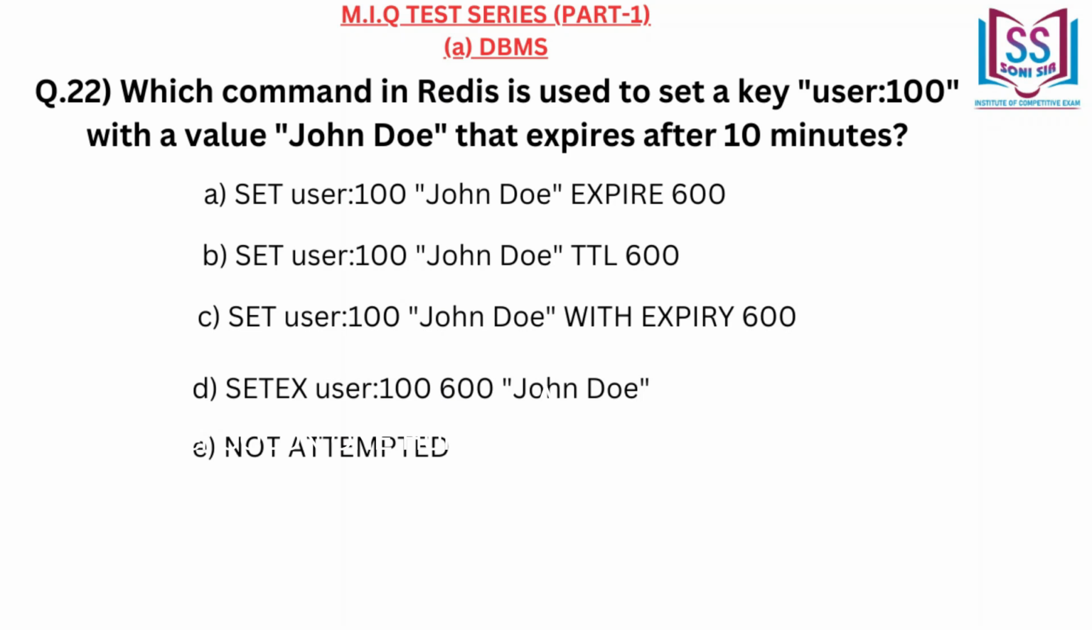Which command in Redis is used to set a key user:100 with a value John Doe that expires after 10 minutes? A. Set user:100 John Doe expire 600. B. Set user:100 John Doe TTL 600. C. Set user:100 John Doe with expiry 600. D. Set EX user:100 600 John Doe.